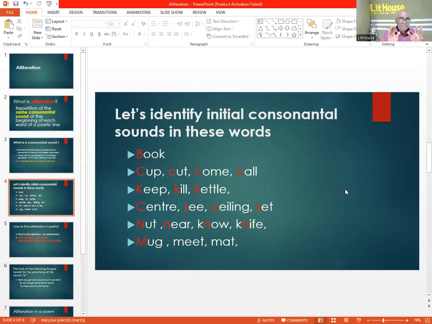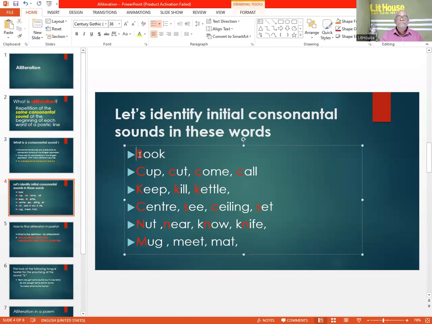Now, our concept is, alliteration is the use of the same consonantal sounds at the beginning or starting point of a word. First, we have to understand the consonantal sounds produced by consonants.